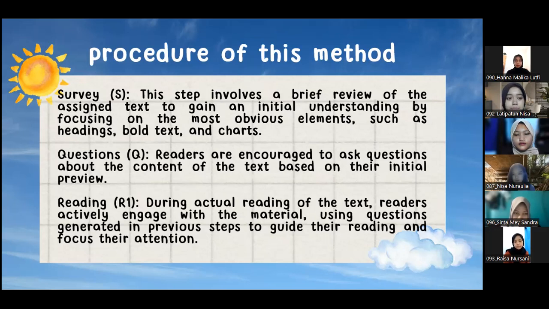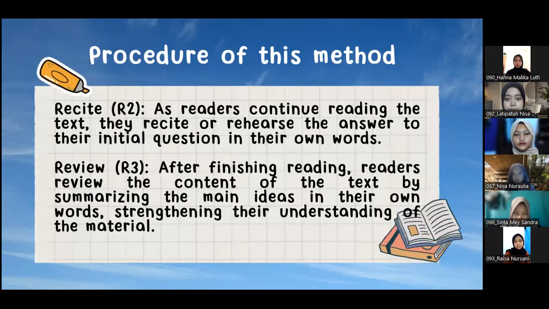Next, the R2 is recite. As readers continue reading the text, they recite or rehearse the answer to their initial questions in their own words. In these steps, you may try to recite the key points and answer the question from memory, and then you also have to reflect on how the text relates to your questions.